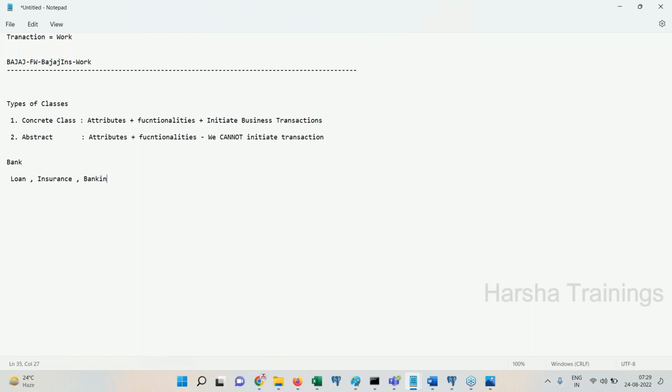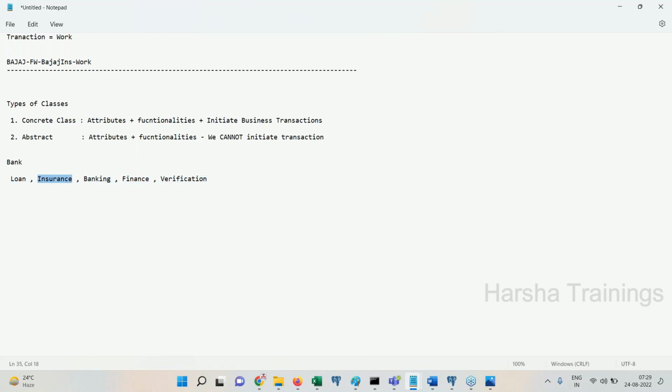Pure banking transactions. And there will be a finance department, and there will be a verification department as well. So these are the 5 different departments. Each department will have some attributes and functionalities. Consider each department has one class. Loan is the class. Loan transactions will get initiated in the loan department, which means the loan class is responsible for initializing loan related business transactions.